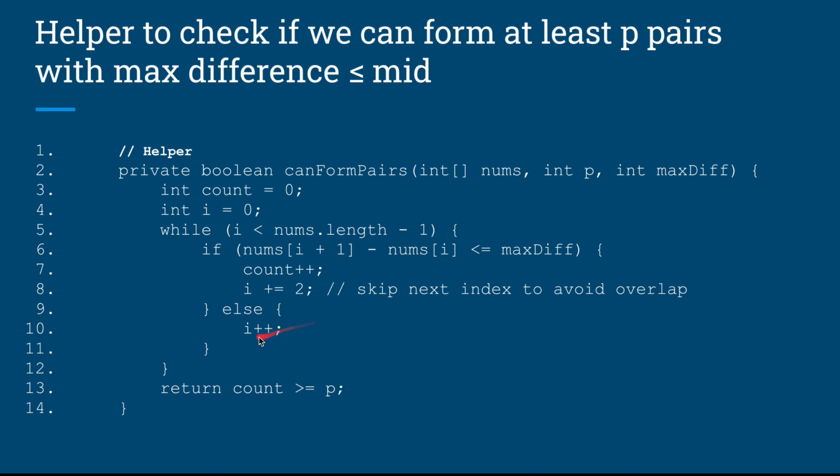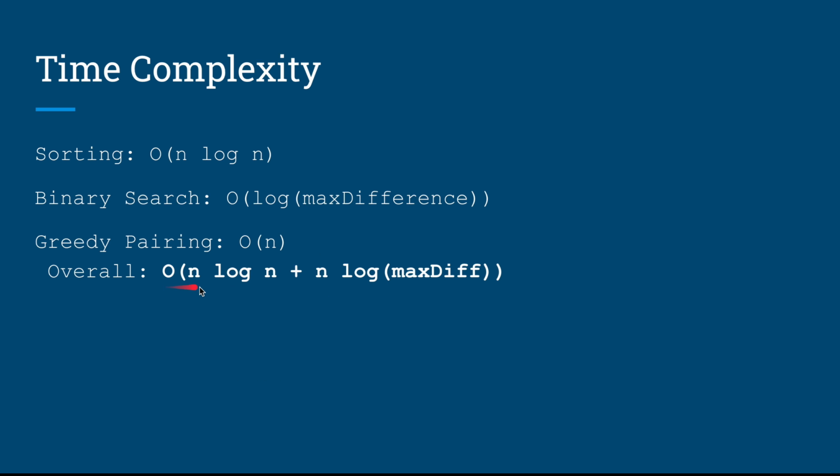And then i plus plus, and finally you have to return whether count is greater than or equal to p. If this count is coming greater than or equal to p, it means we can form the pairs, right? The number of pairs you will get only when count plus plus is happening, right? So overall, if you see, it will take n log n plus n log max step, right?